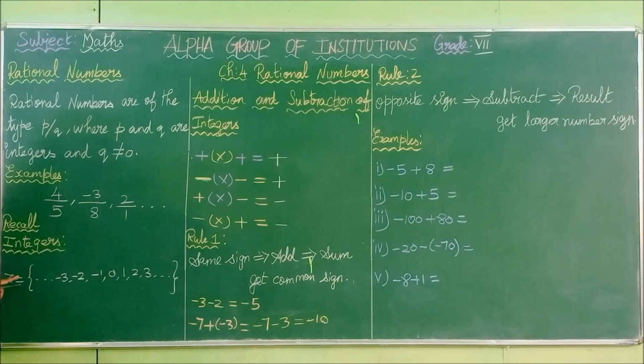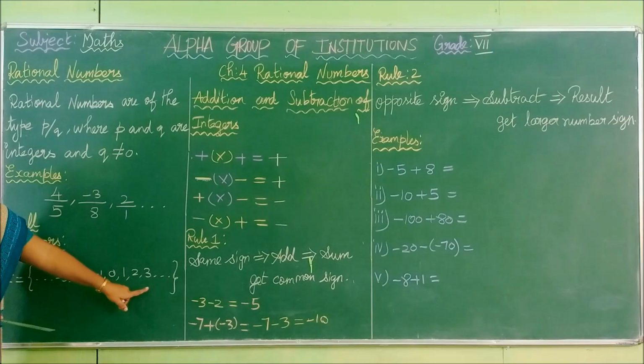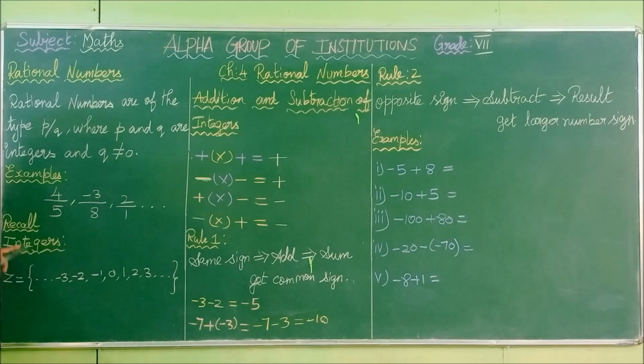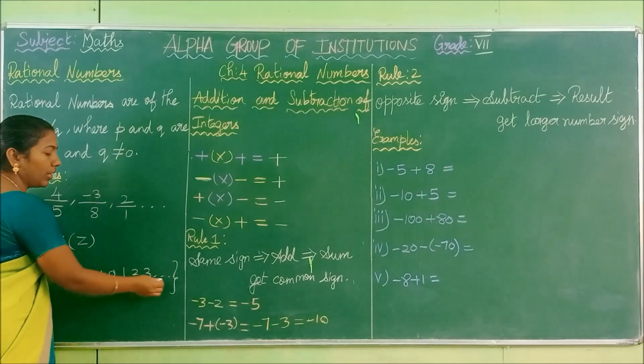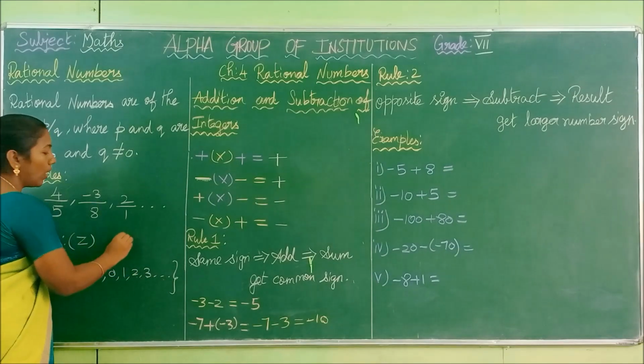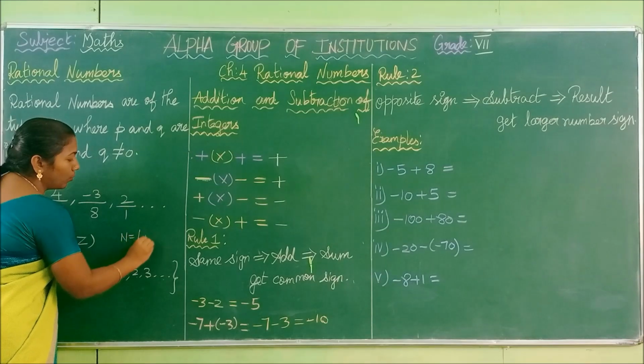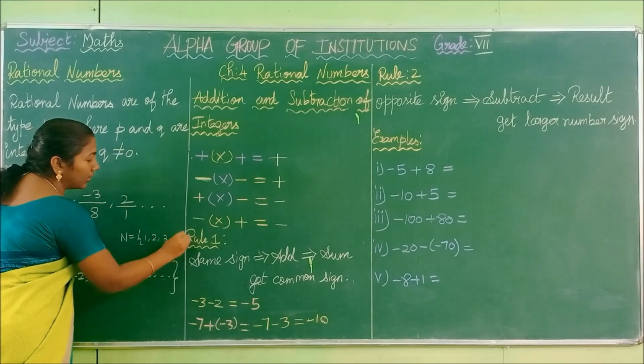Integers are the collection of negative numbers, 0 and positive numbers. The symbol for integers is capital Z. So integers is a collection of negative numbers, 0, and positive numbers. What do you call 1, 2, 3, etc.? The collection of 1, 2, 3, etc. are said to be natural numbers.